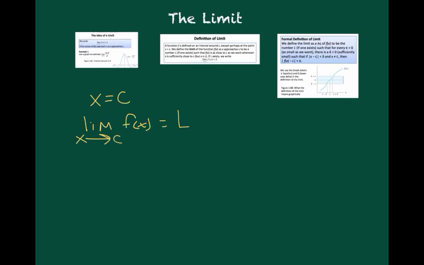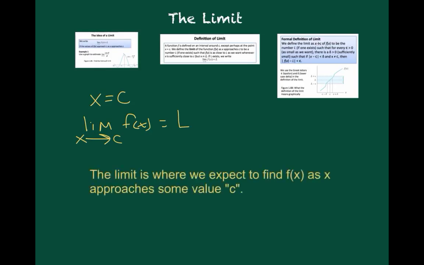So we say the limit is where we expect to find the function f of x as the x value is approaching some place called c on the x-axis. That's a pretty important note to make as you're watching this. And that's really all a limit is. So if that's true, if the limit is where we expect to find f of x as x approaches c, why don't we just call it f of c? Well, let's look at an example of when the limit is not equal to the value.